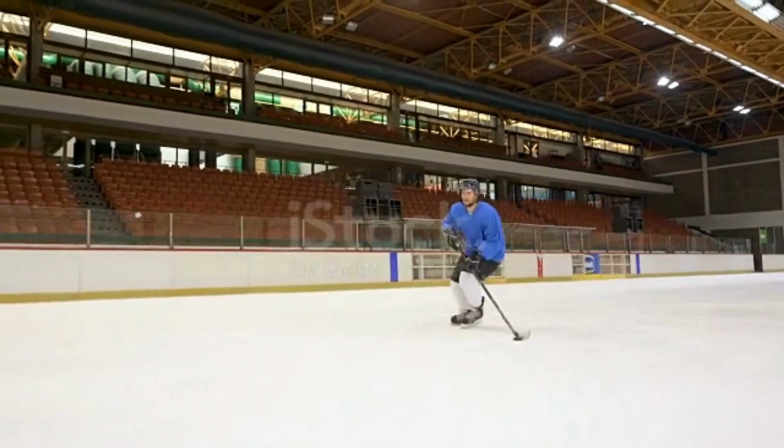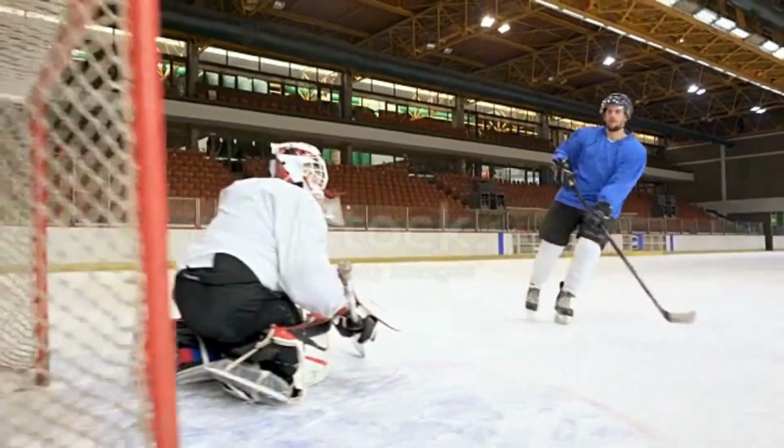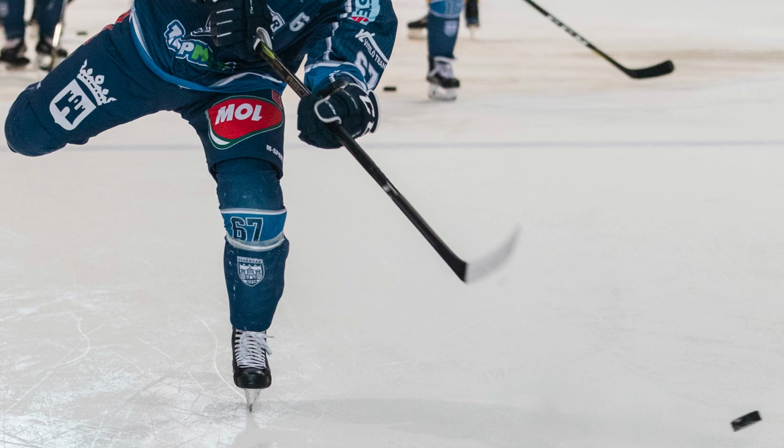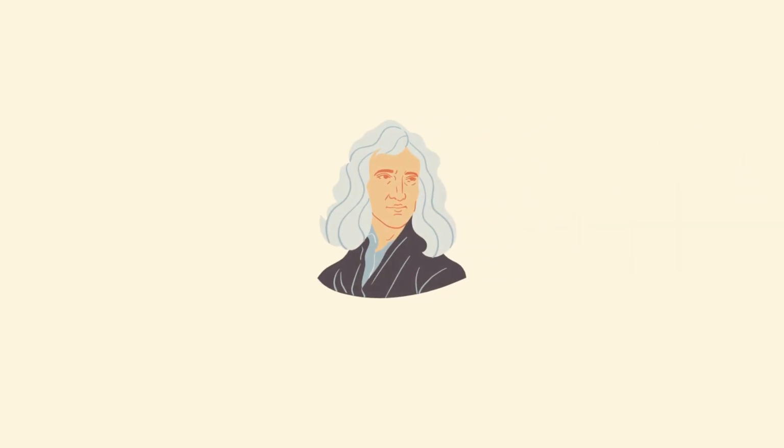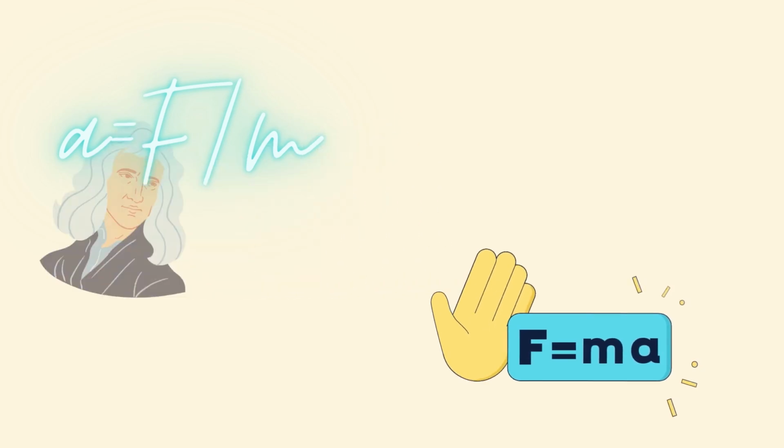In the second law, the force on an object is equal to its mass multiplied by acceleration. The puck's mass is always the same. Then the player applies a force to the mass of the puck. In consequence, the acceleration of the puck increases. The acceleration formula is acceleration equals force divided by mass. Clearing, force is equal to mass multiplied by acceleration.